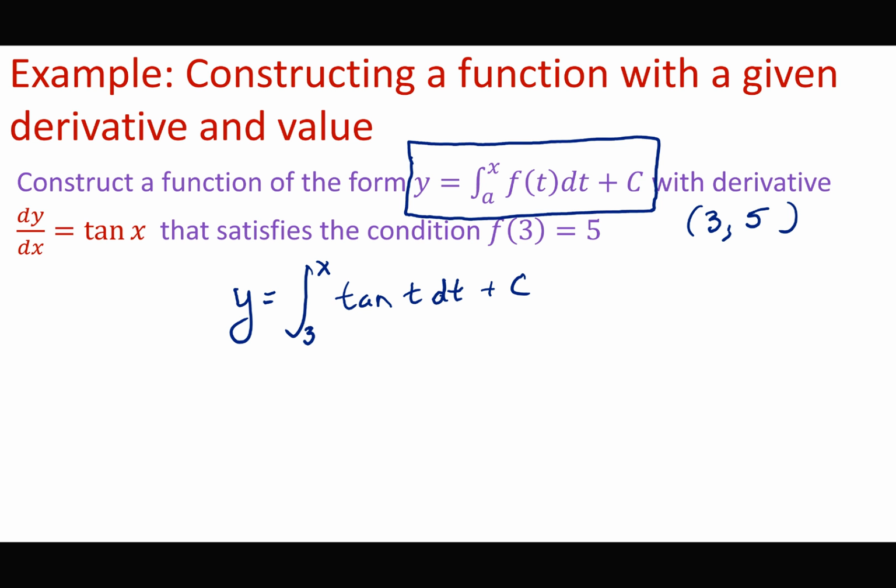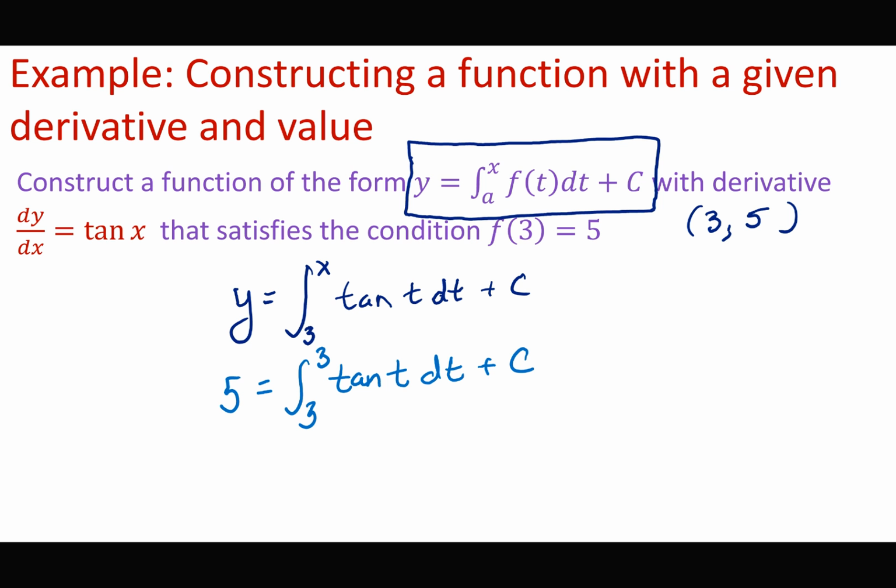So we know our function, which again represents the height of our rectangles. So the function is going to come from tangent of t. But now we need to figure out what c is. Well, I can now figure out exactly what c is because I know an x and I know a y. So my y is 5. My integral is from 3 to 3, tangent of t dt plus c.